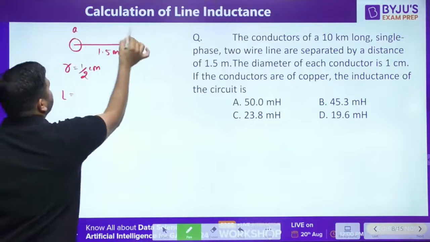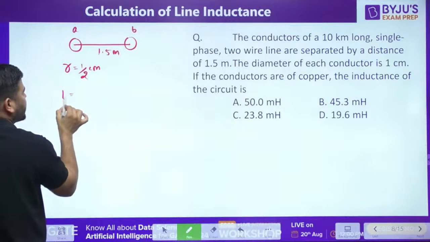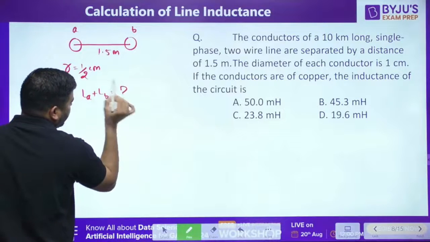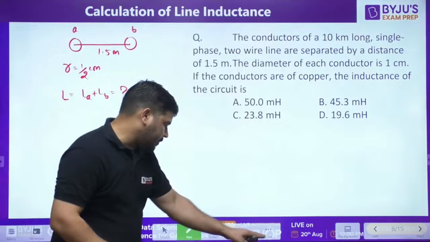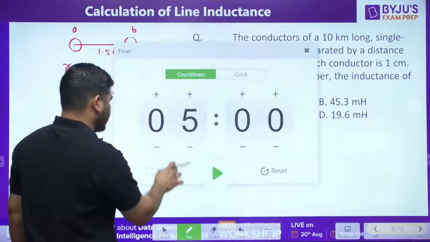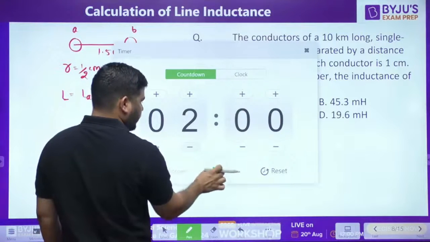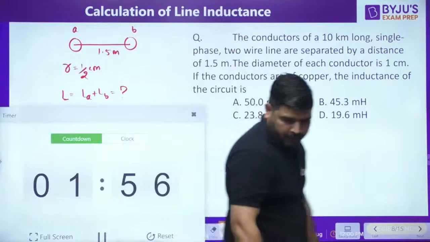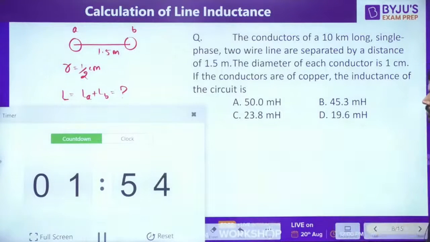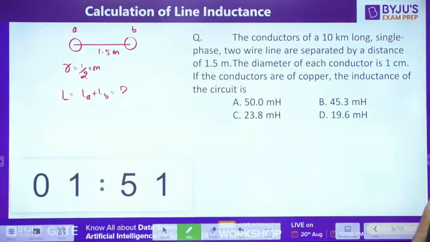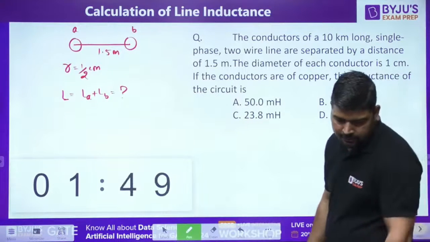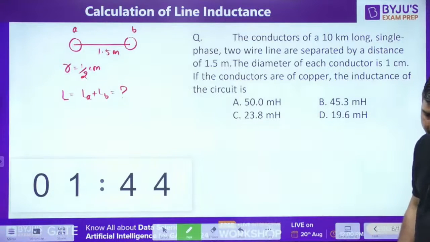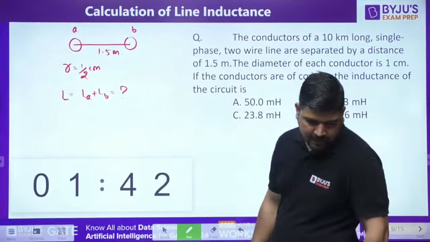This is A conductor, this is B conductor. So if you want to calculate the inductance of the circuit, it will be LA plus LB. You need to find this value. Okay, so do it guys. Let me put the timing also. The time is, again, I'm giving you 2 minutes. Try to solve this question. Do it fast, everyone. It's a simple question again.